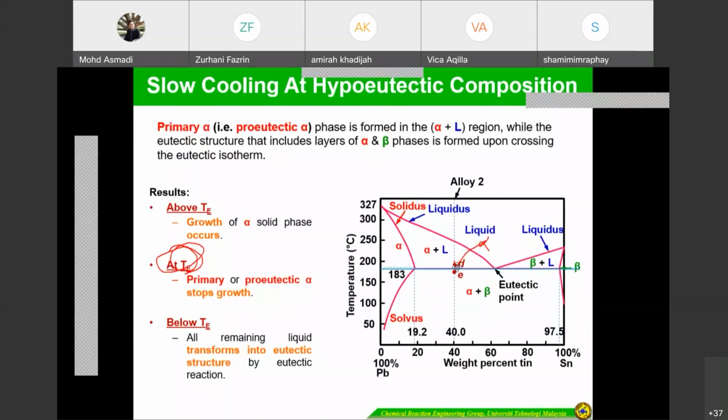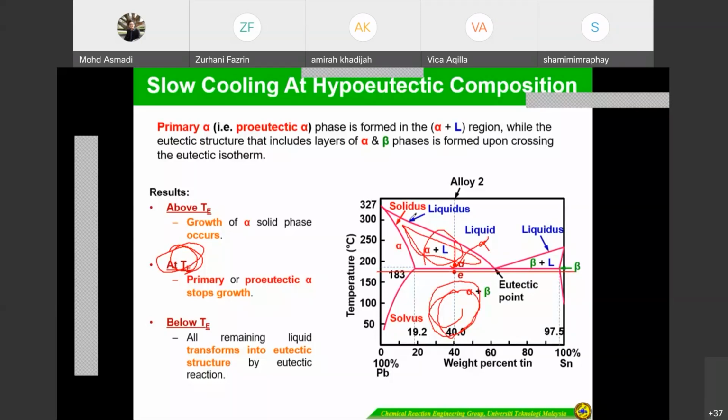Proeutectic. Okay. And this one is growing, starting from here to here. This one is above TE, starting from point E. So above TE, we call it just above TE, point D, or just below is point E. But above TE means from this area. This area is called alpha and liquid.